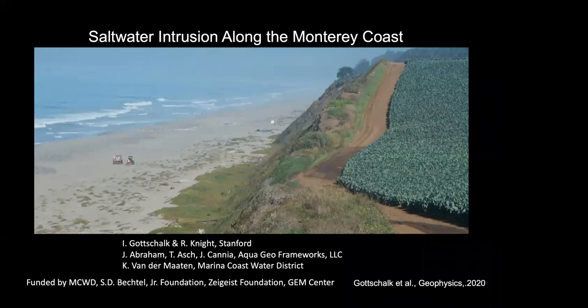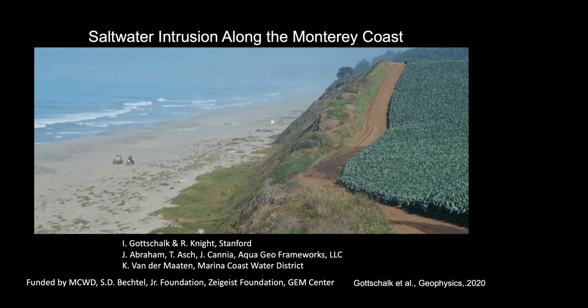You can see immediately the problem. Here we have extensive agriculture on land, and in Monterey County, over 90% of the water for irrigation is coming from groundwater. So here we are pumping all this groundwater on land. That's inevitably drawing in the salt water of the immediately adjacent Pacific Ocean.